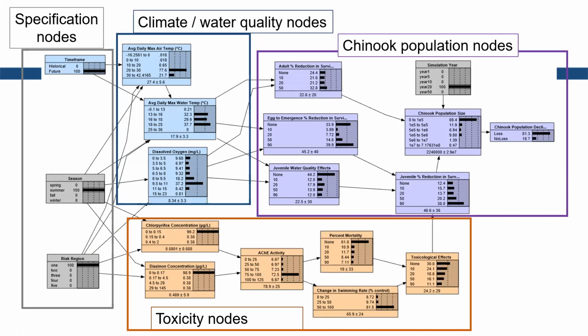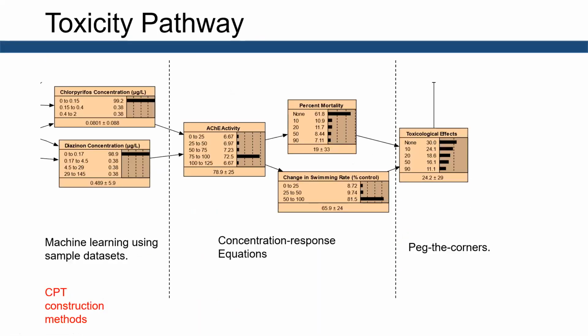So here's the Bayesian network for it. The examples that I'll start with are from the toxicity pathway because I use 3 different methods within this pathway. For the chlorpyrifos concentration nodes, I constructed the CPTs using case file learning. For the toxicology effects, using the concentration response equations, I used the equation to table function. And the summary node that summarizes toxicological effects was constructed using the peg the corners method.